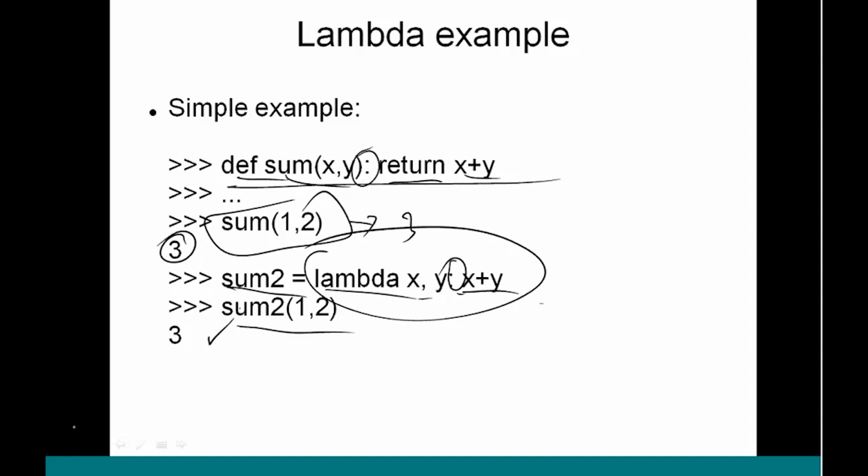So we can use these lambda functions wherever function objects are required. They're syntactically, as I mentioned, restricted to a single expression. Semantically, they are just syntactic sugar for the normal function definition. Another thing is that lambda functions can reference variables from the containing scope.